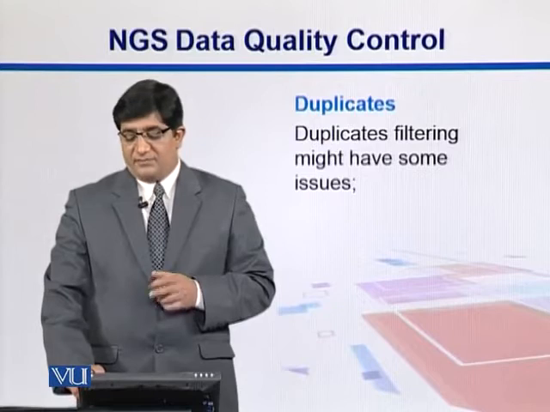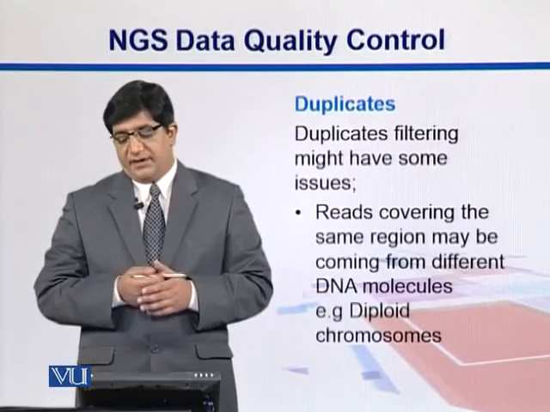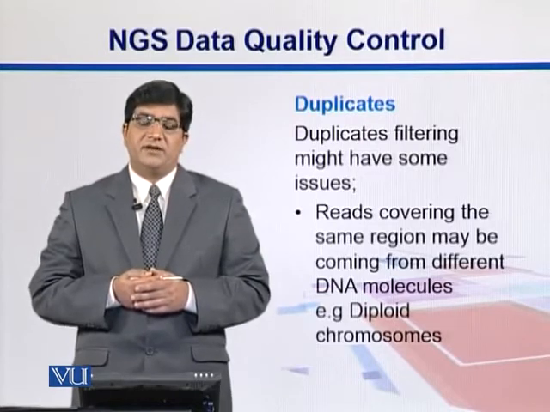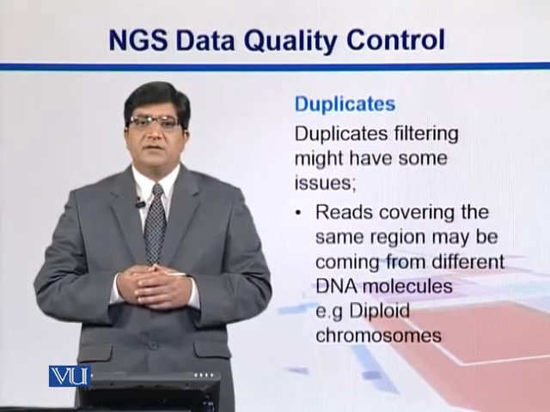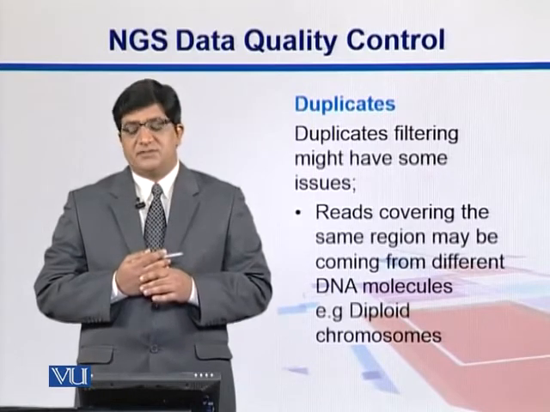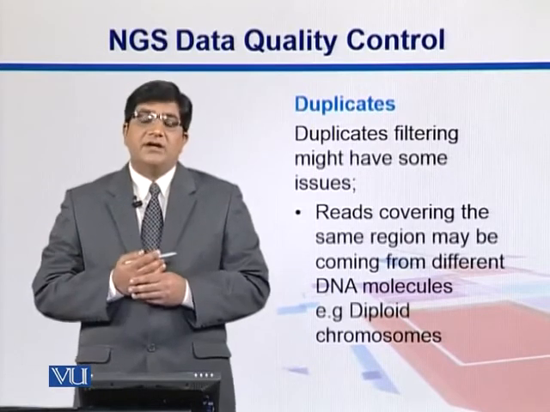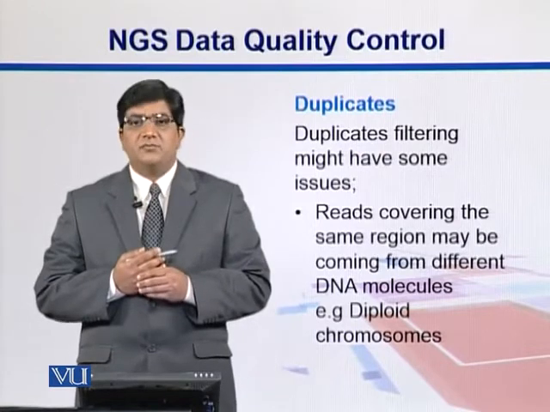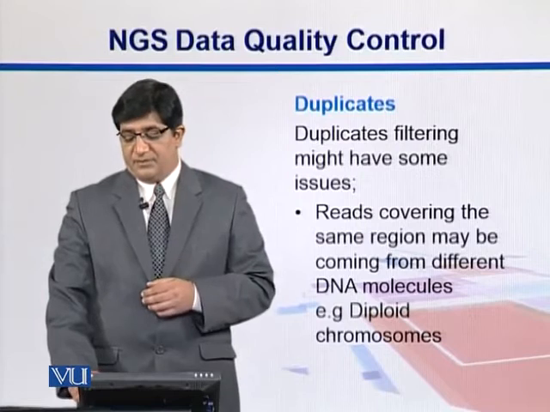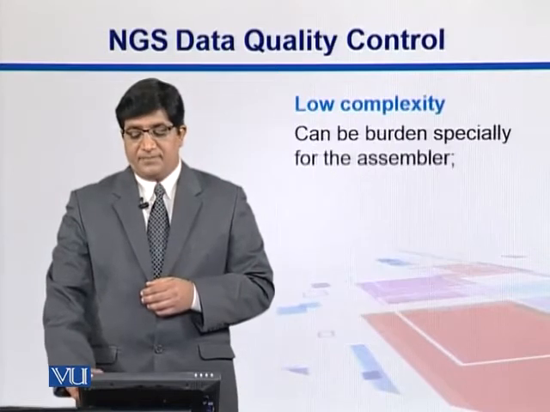Duplicate filtering might have some issues though. What happens if we have true duplicates? What happens if we have diploids? Since we know there are two sets of chromosomes in diploid individuals, identifying a true duplicate from a false duplicate might be a cumbersome task then.